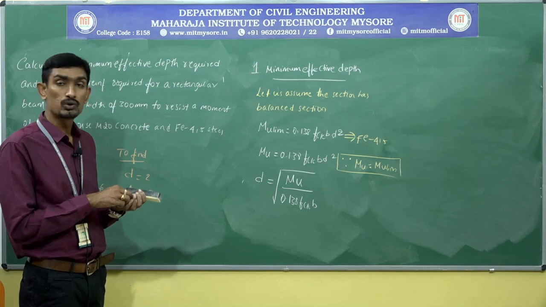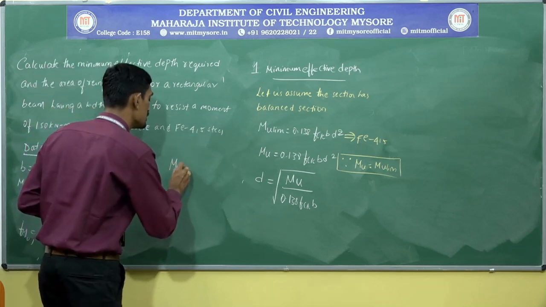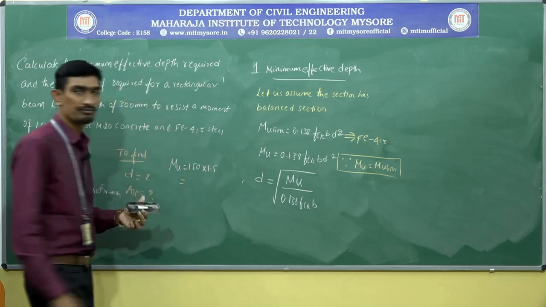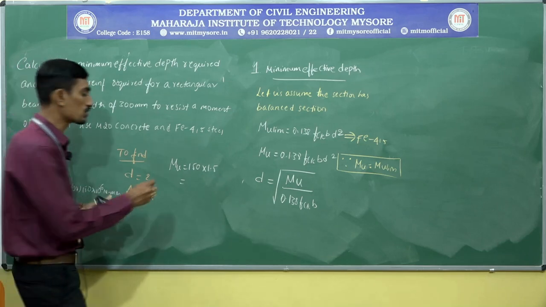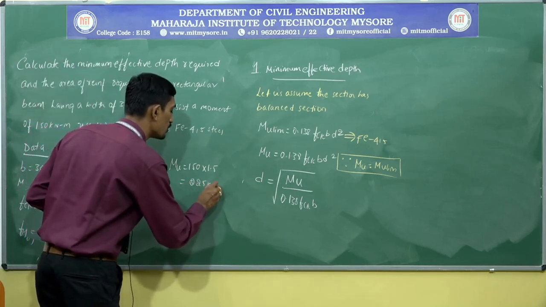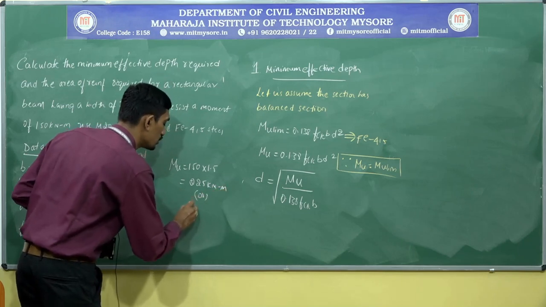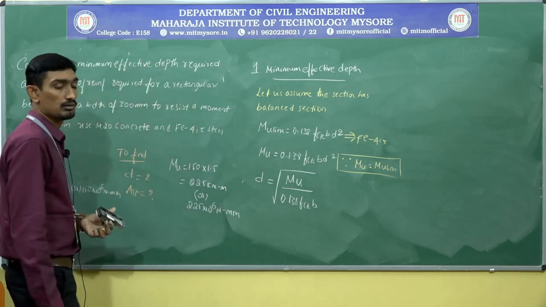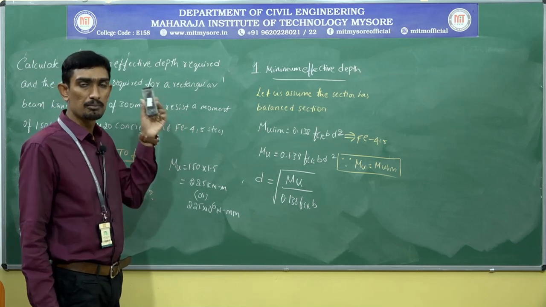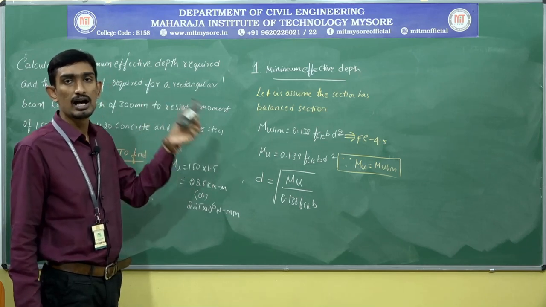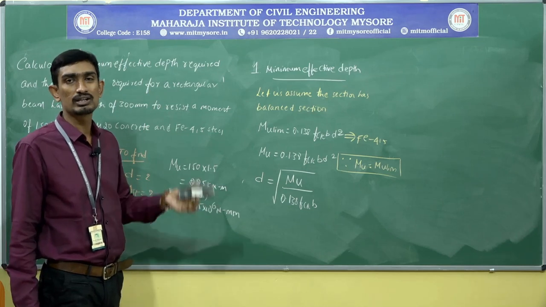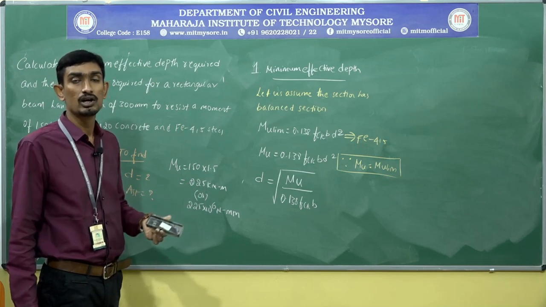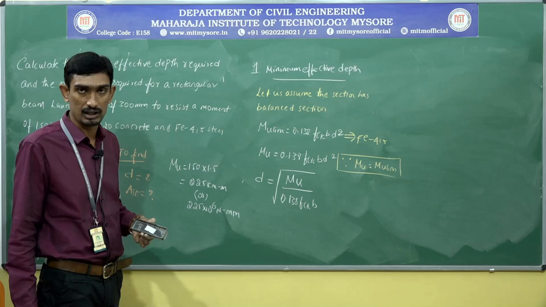How to calculate the factored moment? That is, Mu is equal to 150 into 1.5. So this works out to be 225 kilonewton meter, or 225 into 10 to the power of 6 newton millimeter. Please note that, this is a very important thing. In the problem, nowhere is it mentioned as factored. Hence, I am going to consider it as an unfactored moment. Unfactored means without considering the factor of safety.